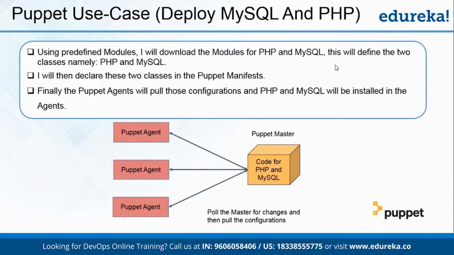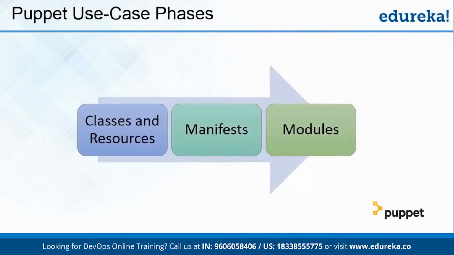Fine, so we'll move forward and see the various phases in which we'll be implementing the use case. First, we'll define classes. Classes are nothing but a collection of various resources. How will we do that? We'll do that with the help of modules. We'll download a module from the Puppet Forge, and we'll use that module that defines two classes, as I've told you, PHP and MySQL. Then I'm going to declare that class in the manifest and finally deploy that onto the nodes.